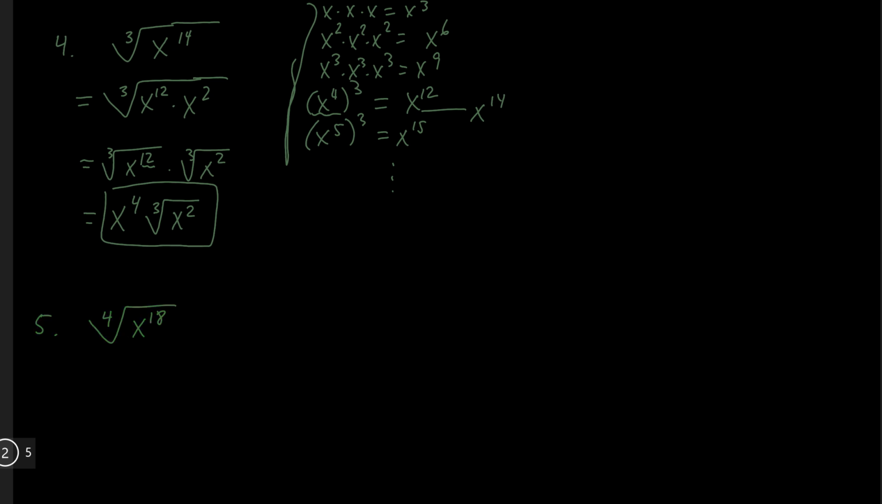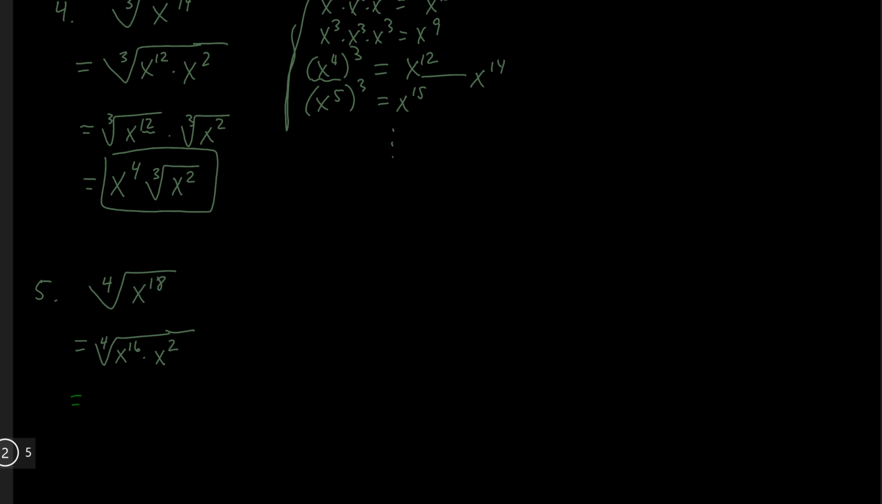So without writing this all out, we know that 18 is not divisible evenly by 4. So we're going to think of the next number under 18 that is divisible by 4, which would be 16. So we have x to the 16th times x squared, because x to the 16th times x squared is x to the 18th. And now this allows us to break this into two radicals.